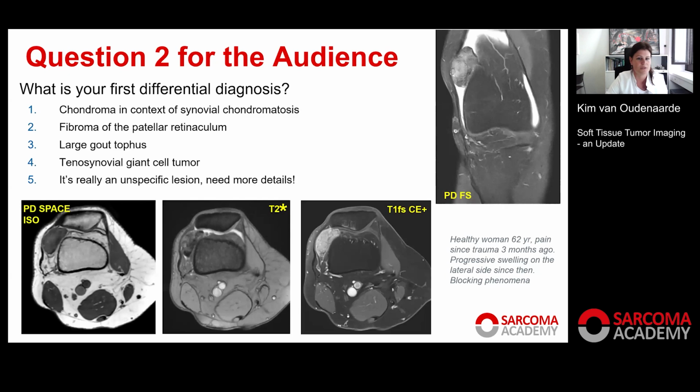So what is your first differential diagnosis here? Is this a chondroma in the context of synovial chondromatosis? Is this a fibroma of the patellar retinaculum? Is this a large gout tophus? Is this a tenosynovial giant cell tumor? Or do you say it's really an unspecific lesion? I need more details. I hope you can fill in your answers now.